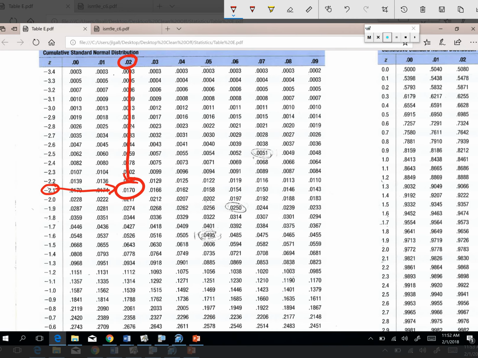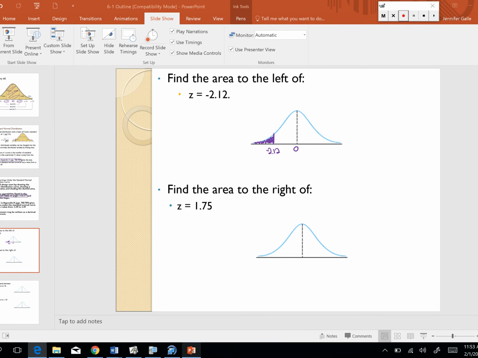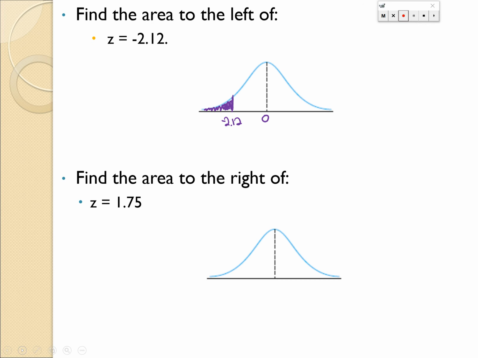Again, I know, guys, we're removed from the application piece right now today, but we need to focus on finding the areas before we can apply this, before we can touch any application. And I know that's tough, but that's what we need to do. All right, so the area to the left, 0.0170. And that's the answer. That's all to that question.